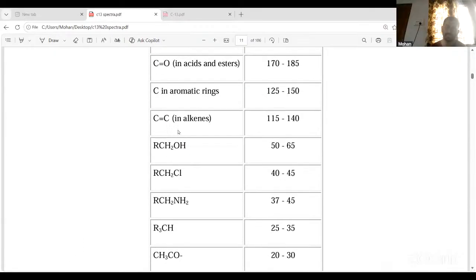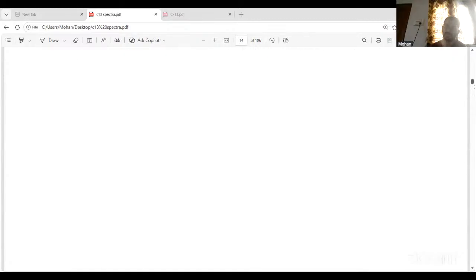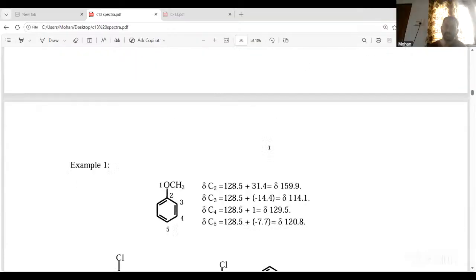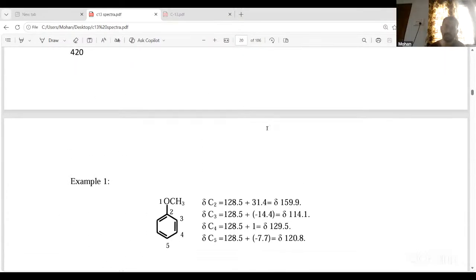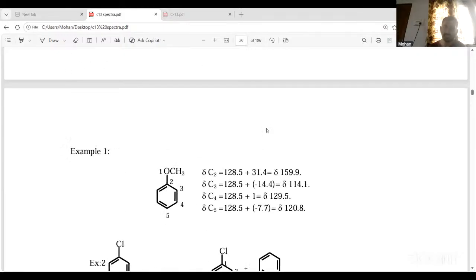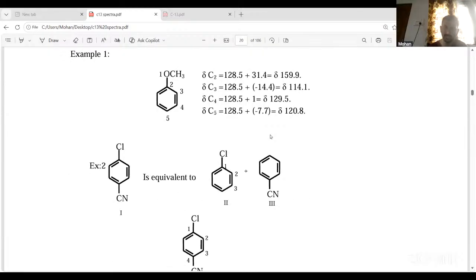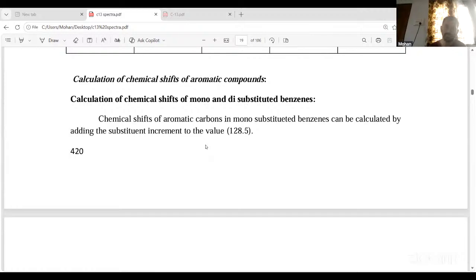Right. So for aromatic carbon, the carbon chemical shift value is 125 to 150, isn't it? Now we'll see how to apply the calculation of these values for an aromatic compound.